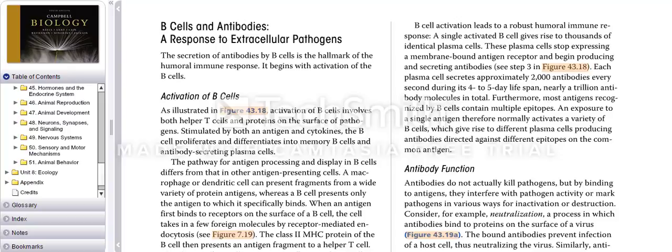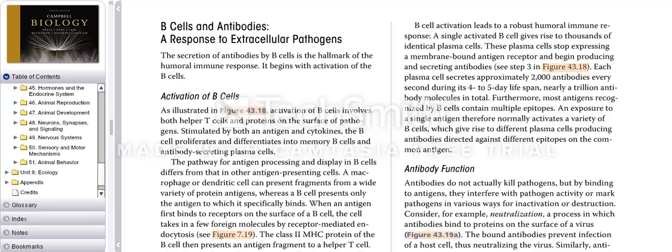It also specifies that most antigens recognized by T cells contain multiple epitopes. So exposure to a single antigen activates a variety of B cells, giving rise to different plasma cells producing different antibodies. So you get a large amount of antibodies produced from a single pathogen.